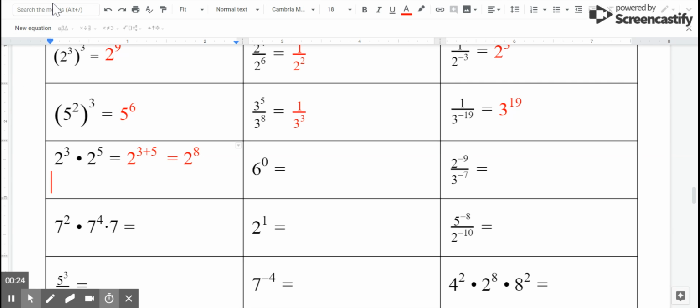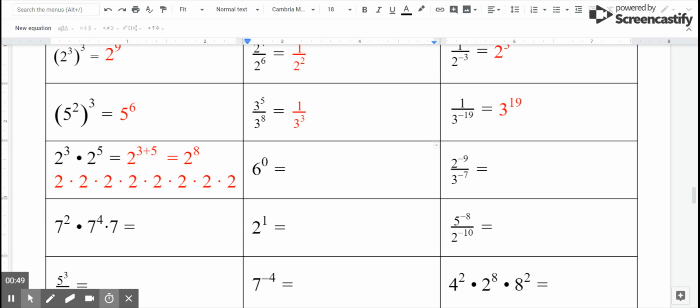Why does this work? Well, I'm taking 2 times itself 3 times, so 2 times 2 times 2, and then multiplying that by 2 times itself 5 times. So I've got 1, 2, 3, 4, 5 more 2's. Altogether, that's 1, 2, 3, 4, 5, 6, 7, 8 2's, thus 2 to the 8th power.